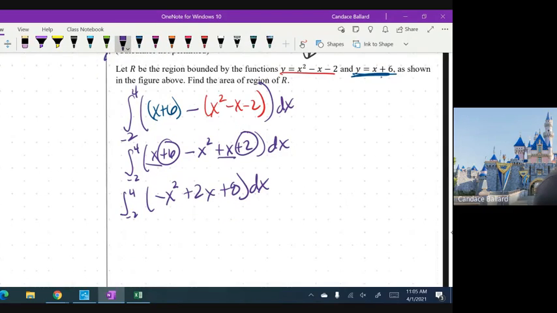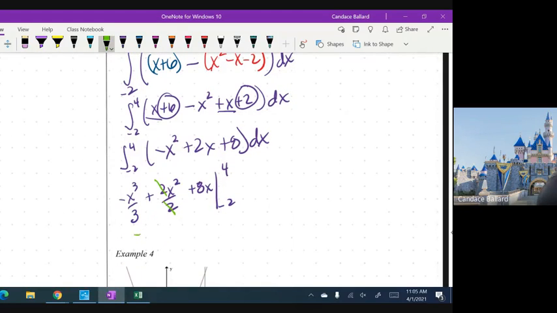So when I integrate, I get -x cubed over 3 plus 2x squared over 2 plus 8x from -2 to 4. I could cancel these 2's, so it's just an x squared. So officially, it would be -x cubed over 3 plus x squared plus 8x from -2 to 4. That would be the official. Here's what we're going to plug into.